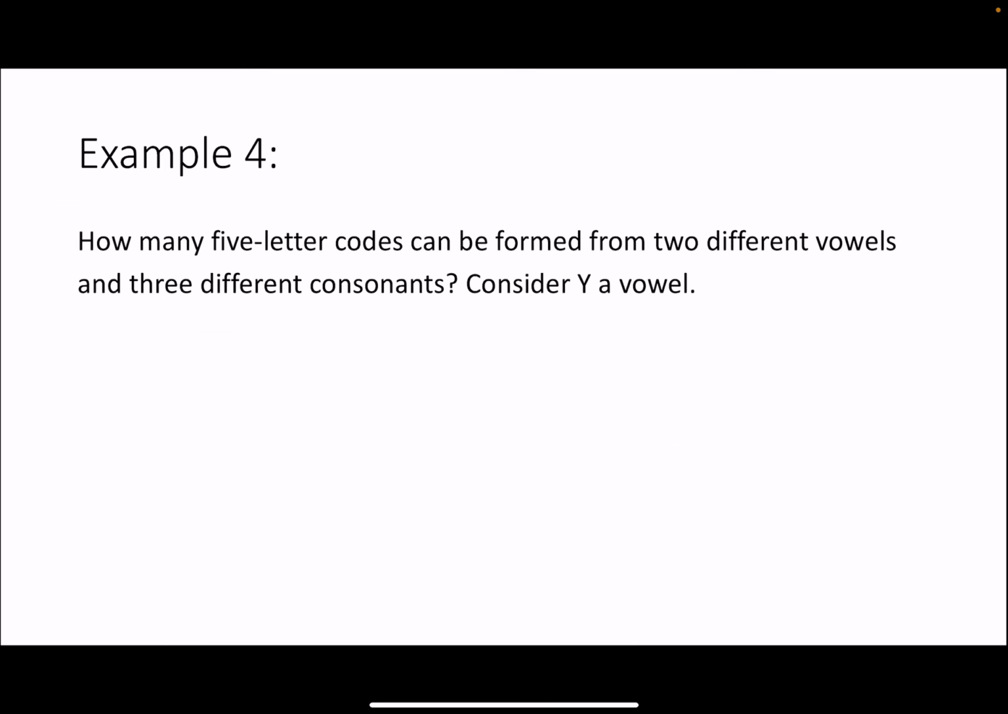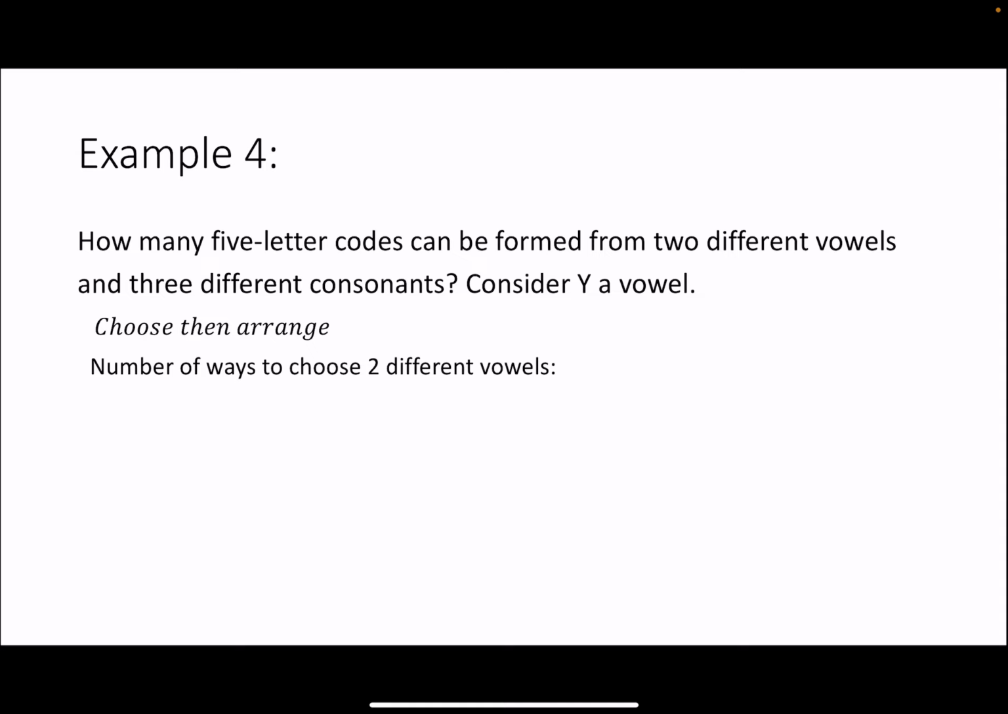Moving on. Example 4. How many 5-letter codes can be formed from 2 different vowels and 3 different consonants? Consider Y a vowel, always. Okay, so how many 5-letter codes can be formed if you choose, then arrange? So this is choosing and then arranging. So once we choose, we multiply that by the number of ways to arrange it.